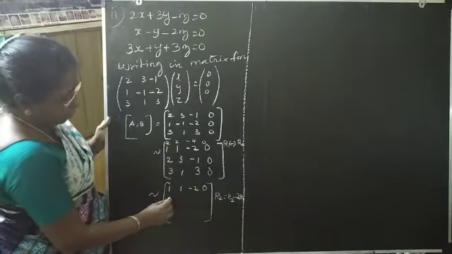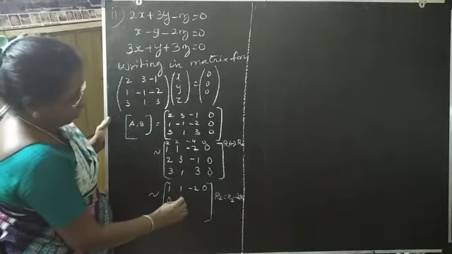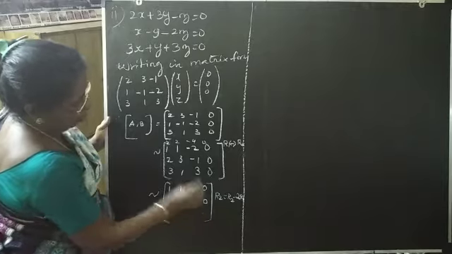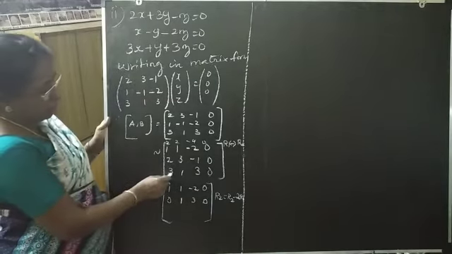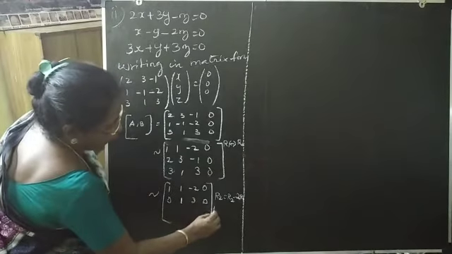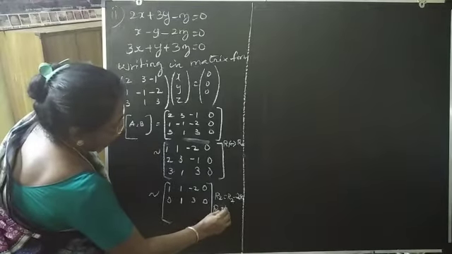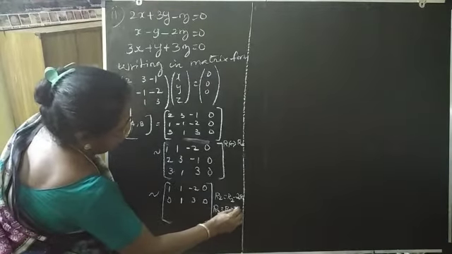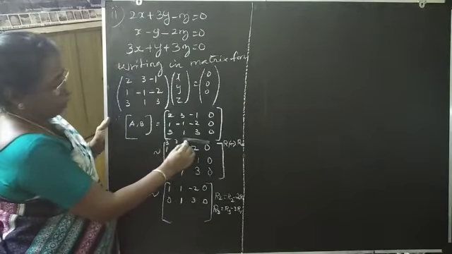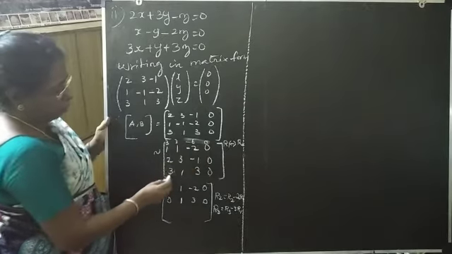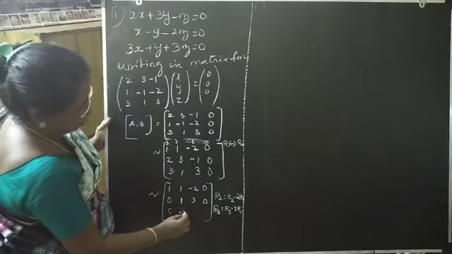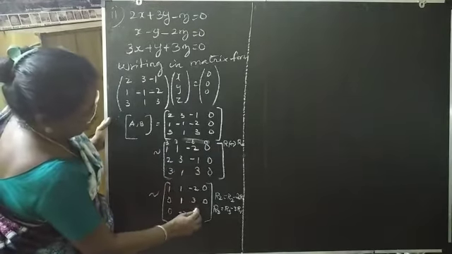So 2 minus 2 gives you 0, 3 minus 2 gives you 1, minus 1 minus 4 gives you minus 5... and this is 0. Next we are supposed to make this place a 0. So your R3 is equal to R3 minus 3R1. So this is 3, 3, 1 into 3, 3 minus 2 into 3, 6 and this is 0. So 3 minus 3 gives you 0, 1 minus 3 gives you minus 2, 3 plus 6 gives you 9.